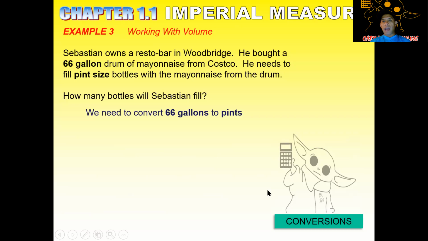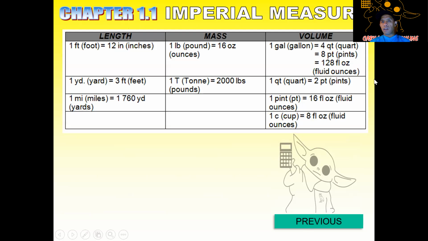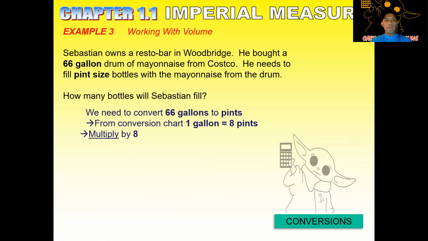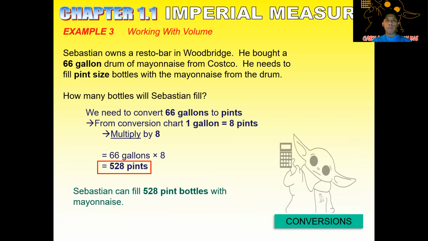Since we're going from gallons to pints, and the conversion that we have is 1 gallon is equal to 8 pints, what we're going to do with that 66 is multiply by 8, because we're doing a forward conversion. So by doing that, we're going to multiply the 66 by 8. This will tell us that we will need 528 bottles in order for us to fill that particular drum.